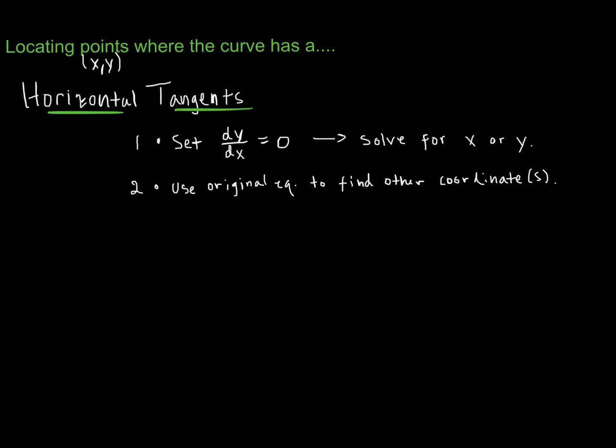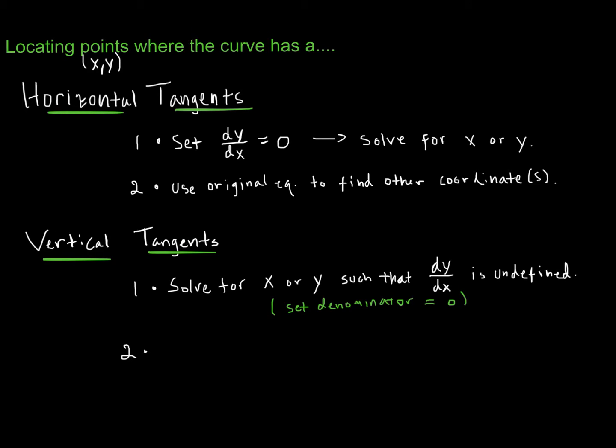And of course, locating vertical tangents, points where those occur, is similarly easy. So for vertical tangents, again, we're going to be solving for an x or a y value at the very beginning. We're going to find an x or y value that will make the derivative undefined. And in almost all situations, that means we'll have a rational expression, and we'll set the denominator equal to 0. Solve for either x or y as we would do for a horizontal tangent, and then once we've solved for x or y, we're going to find the other coordinate by using the original equation. So just go back to this step here. All right, so let's go ahead and try this in a couple of different problems.